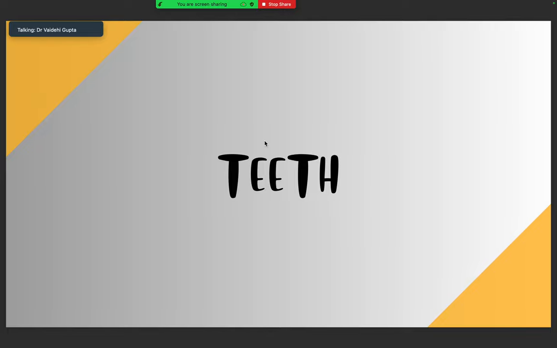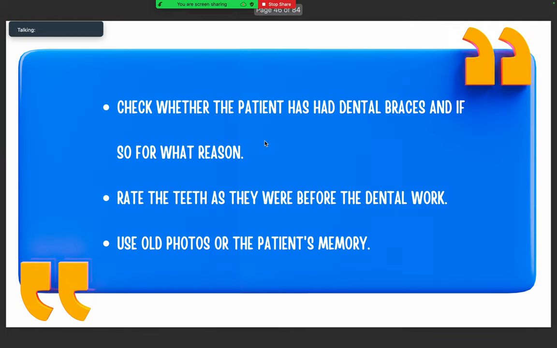Now teeth. While looking at the teeth, check whether the patient has had dental braces and if so, for what reason. When we are seeing the structure and alignment of the teeth, maybe the person has used dental braces for the alignment. So we have to ask whether they had used dental braces or not and what was the reason for that. And also, date the teeth as they were before the dental work.